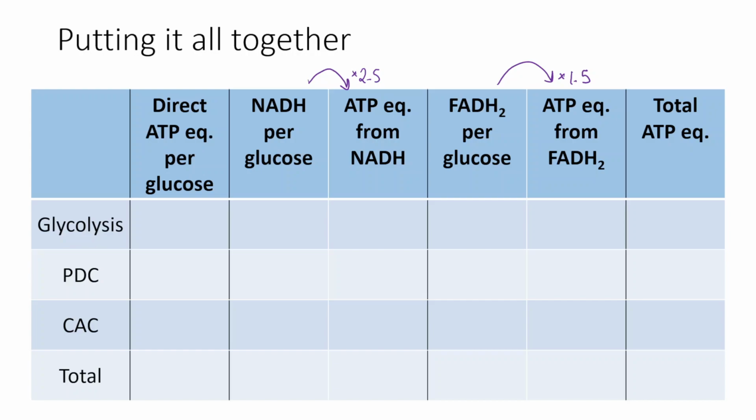All right, let's do some math. Let's start with glycolysis. Does glycolysis give you any direct ATP? Yeah, you get 2 ATP for every glucose. And how about NADHs from glycolysis? Yeah, 2 NADHs. So let's skip over to FADH2s, and we'll do the math after. How many FADH2s do we make from glycolysis? Yeah, 0.